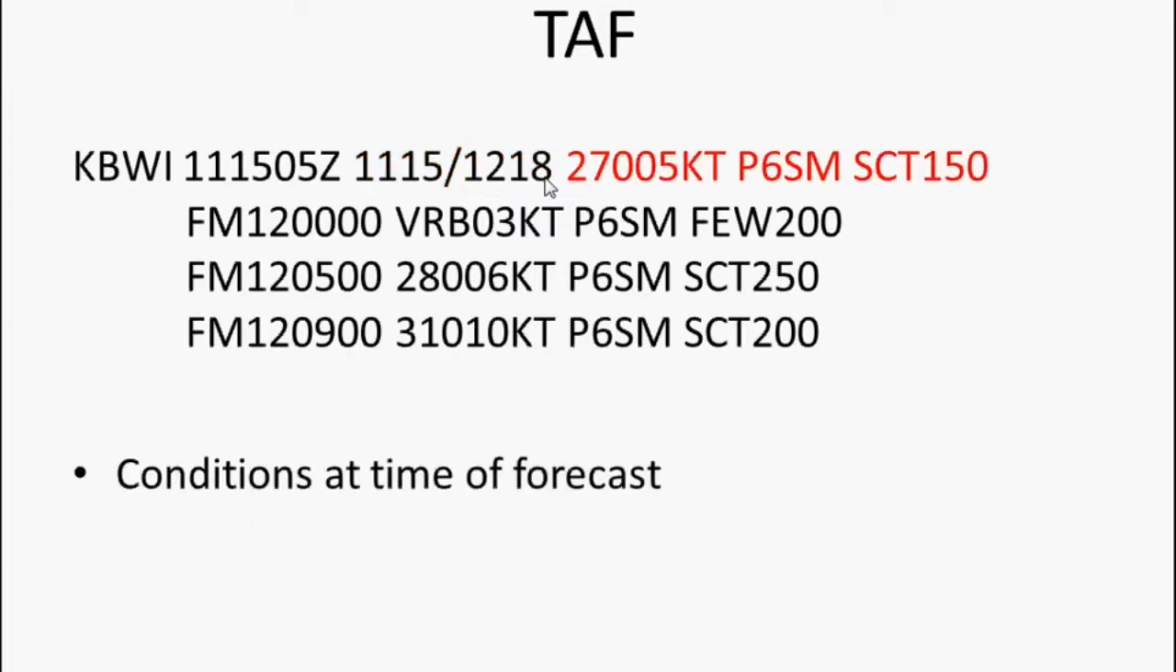Next block is the current conditions at the time of the forecast at the airport. So we'll see when this forecast was released, the winds were 270 at 5 knots, with plus 6 statute miles visibility, meaning more. We'll get into that in a minute. And the clouds were scattered at 15,000 feet.